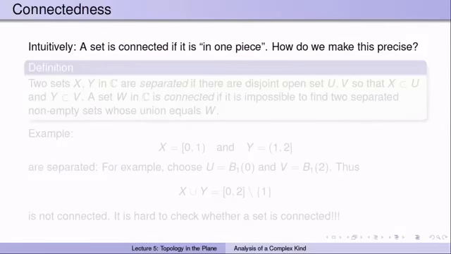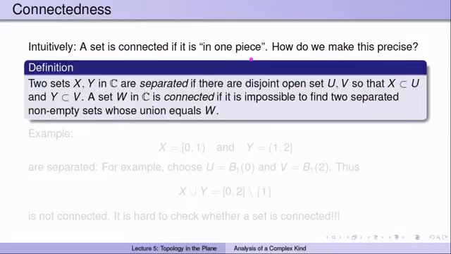We also need the notion of connectedness. Intuitively, a set is connected if it's kind of in one piece. But if we want to do mathematics with this, we need to have a more precise definition. So how do we make this more precise? Well, it turns out being connected is difficult to make precise. So we first make it precise what it means to be separated.